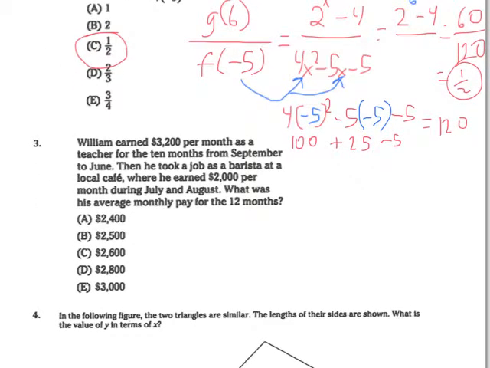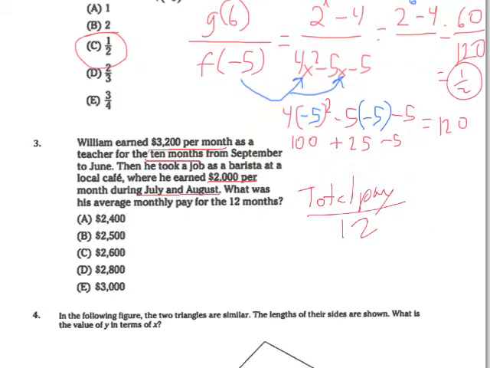Moving on. Alright, number 3, it says that he earns $3,200 a month for 10 months, and then he earns $2,000 a month for the months of July and August. That's 2 months worth. And then we need to figure out his average pay over the 12 months. Well, to do an average, you add up all the numbers and divide by how many you have. So basically, we need to find out his total pay and divide by 12 months.